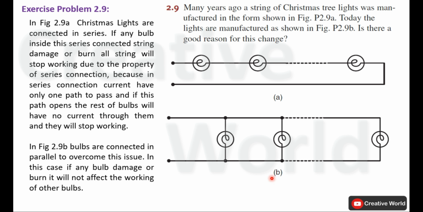While in figure 2.9b, bulbs are connected in parallel to overcome this issue, the issue which we were facing in series connection. In this case, if any bulb is damaged or burns out, it will not affect the working of the other bulbs. They will still glow. For the justification of this answer, I have made a simulation video and posted the link of that video in the description. You may visit that link to see the video.